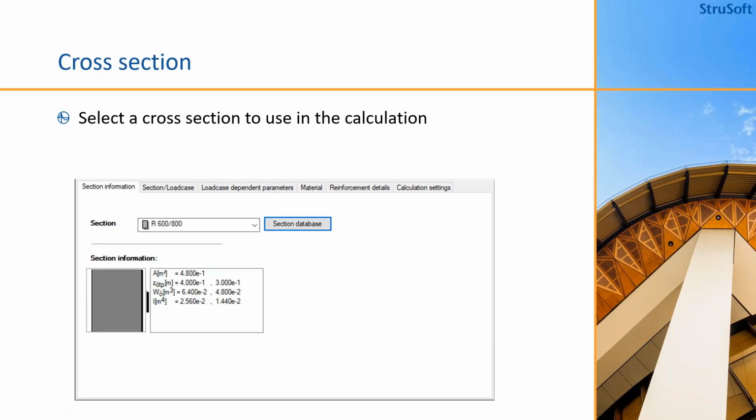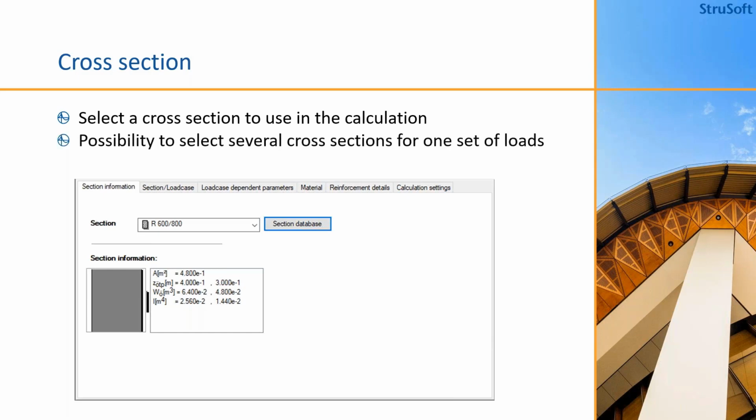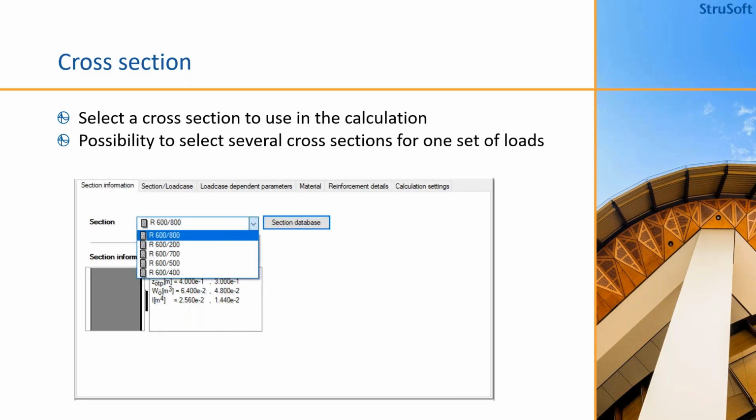If we look at the cross-sections, you can select one cross-section to use in the calculation, or you can set several different cross-sections. We are only looking at one set of loads, and here it is possible to set up a lot of different sections to analyze for this set of loads.